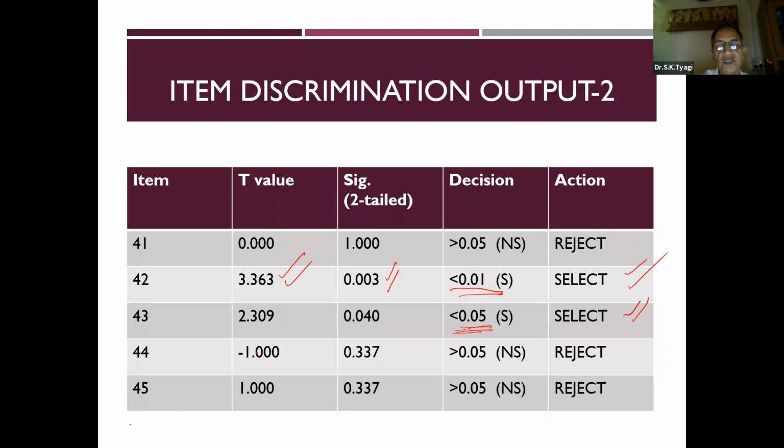Item 44. This is -1, so the t-value is negative. Therefore, reject the item. It is negatively discriminating. Item 45 is a positive discrimination, but no, it does not discriminate. The value is 0.337. Question 45 is not discriminating, reject. So this is how we interpret the t-values and take a decision.